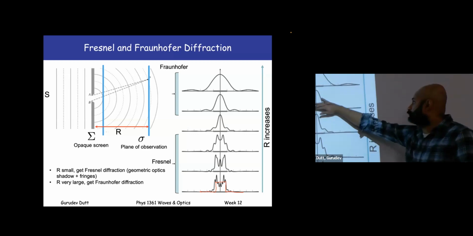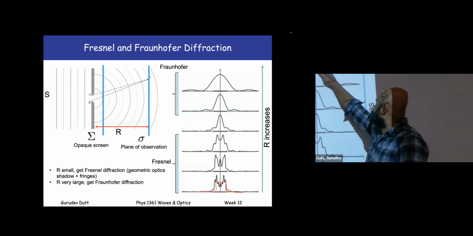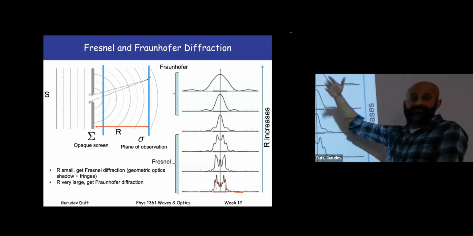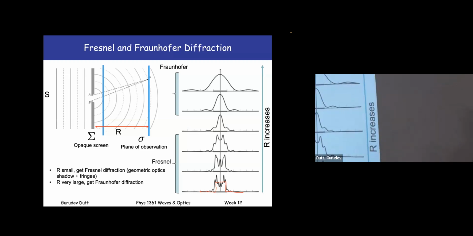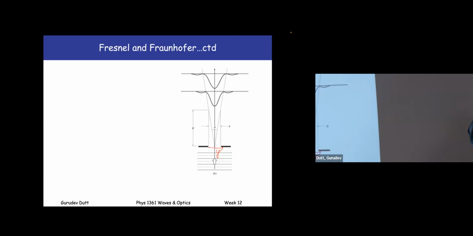Whereas this one is much more uniform. I get a central bright region, which is maybe spread out. And then I start to see fringes in the shadow region. Okay. So we can make this more rigorous, as I just said, by talking about the Fresnel and Fraunhofer conditions.